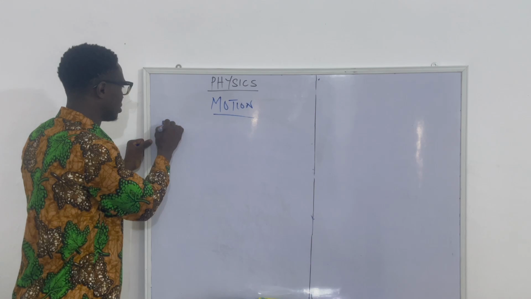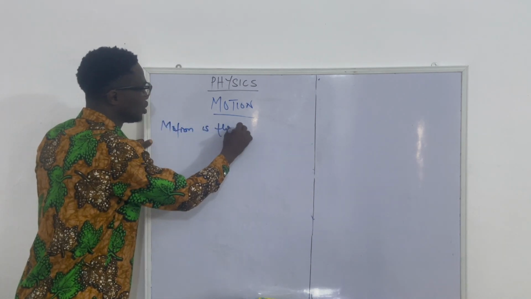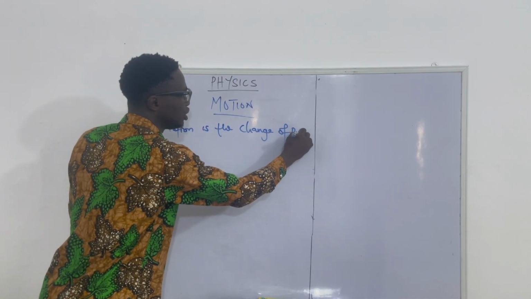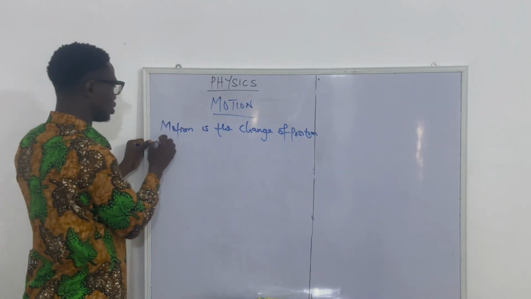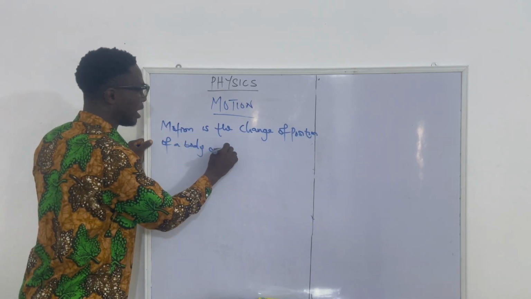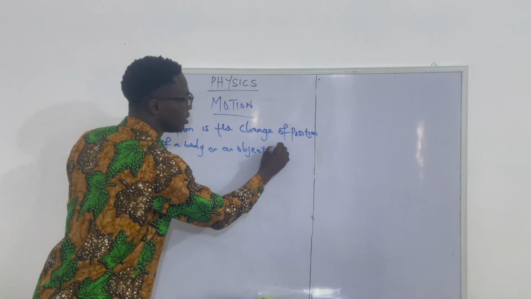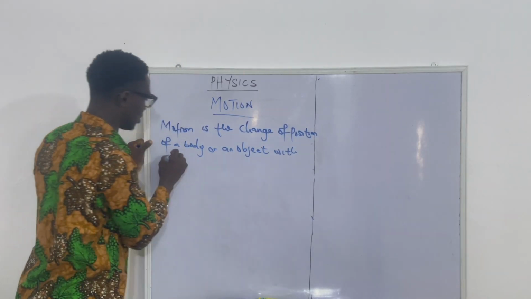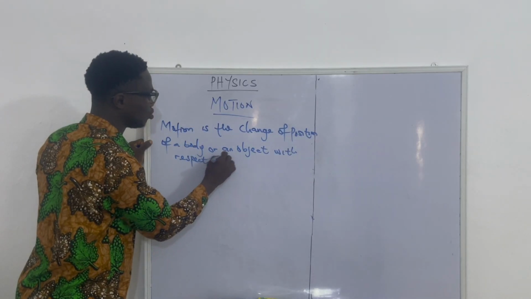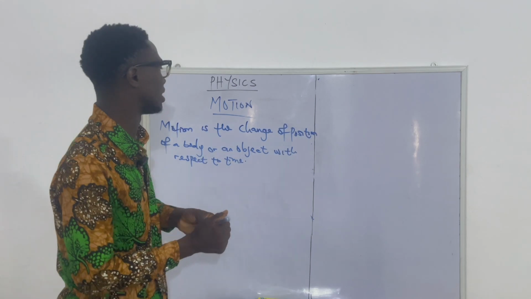So motion is the change of position of a body or an object with respect to time. Now, why do we say with respect to time?